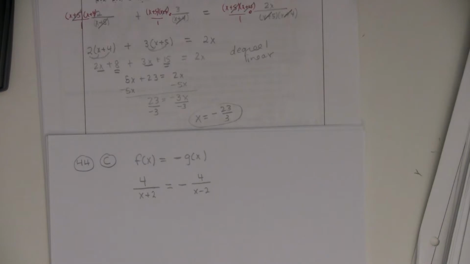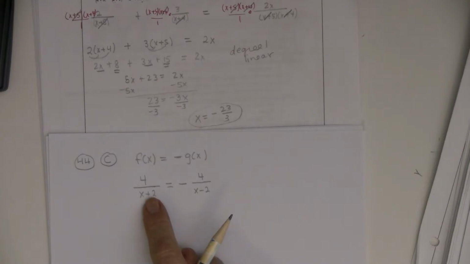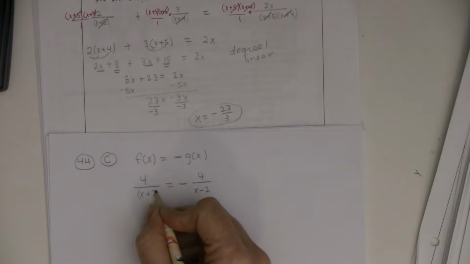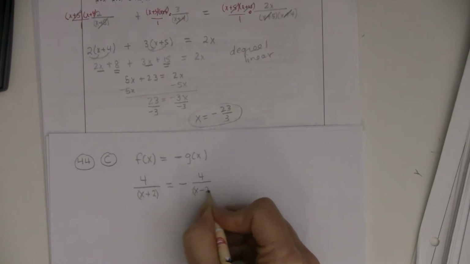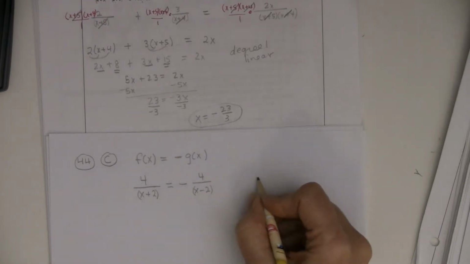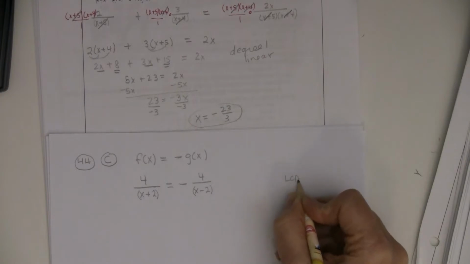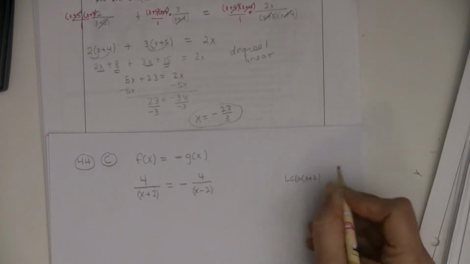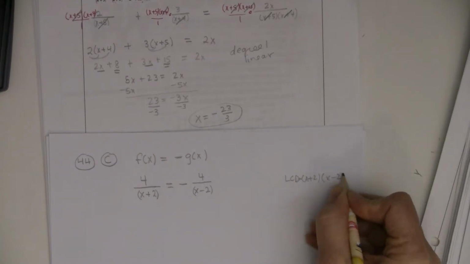And how I would solve that for x is first to get rid of the fraction. And how you're going to get rid of the fraction is by finding the common denominator, which is by factoring the denominators. So this is x plus 2, doesn't factor. X minus 2 doesn't factor. So the lowest common denominator is x plus 2, x minus 2.